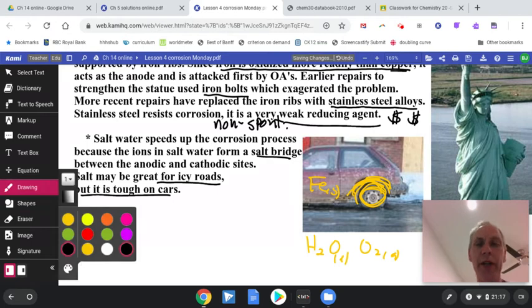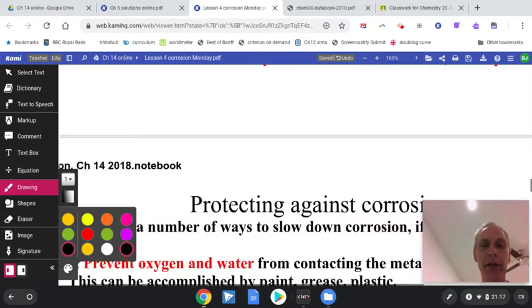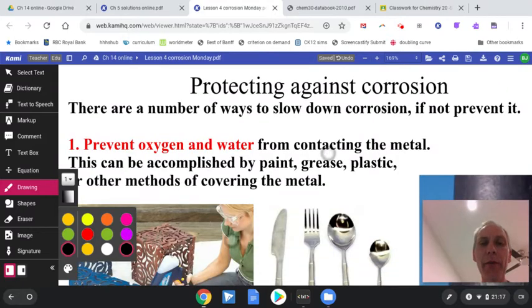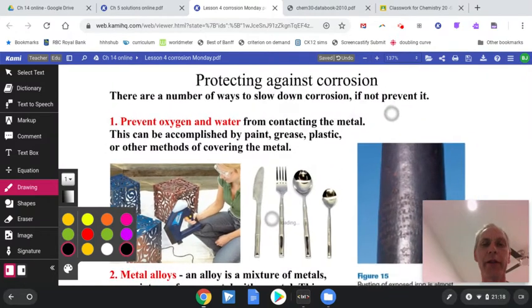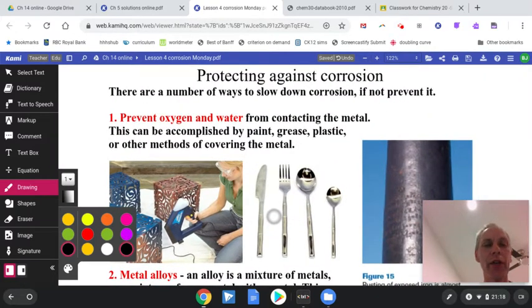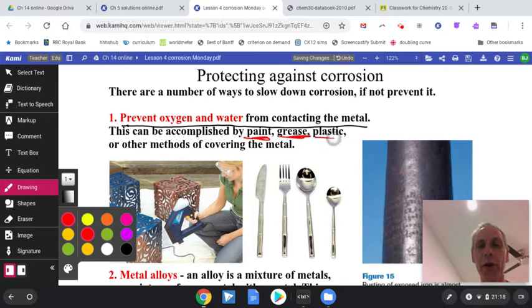Okay, moving on. Hey, I think we're like half done our lesson. Love it. Okay, so you need to know ways to prevent or protect against corrosion. And there's 4 that we're going to look at, and some of them are kind of common sense. So number 1 is prevent oxygen and water from contacting the metal. So how can you do that? You can do it with paint. This is why we paint objects, especially metals. Coat them in grease, bicycle chains, or coat them in a layer of plastic. Something that will cover the metal.